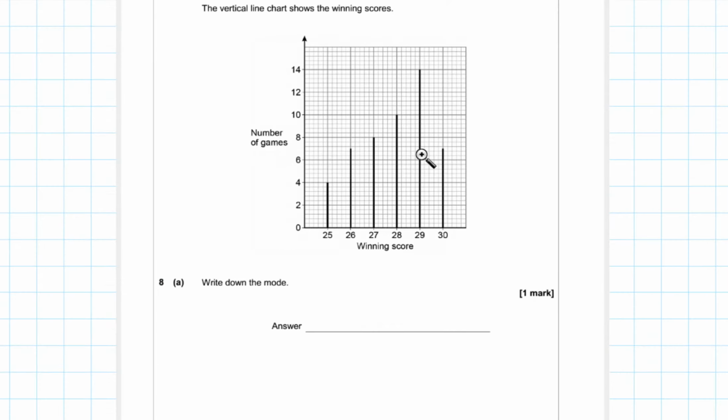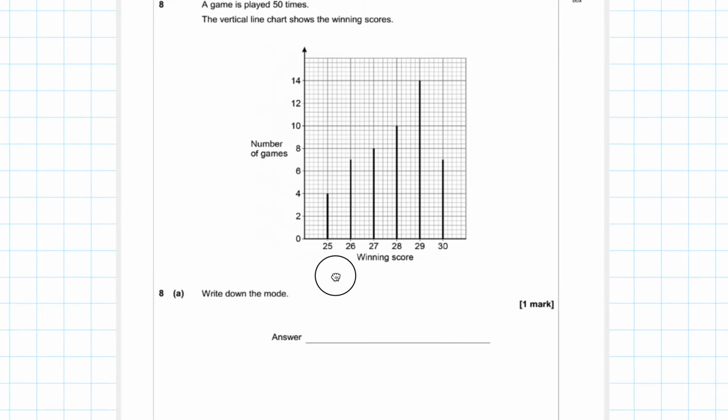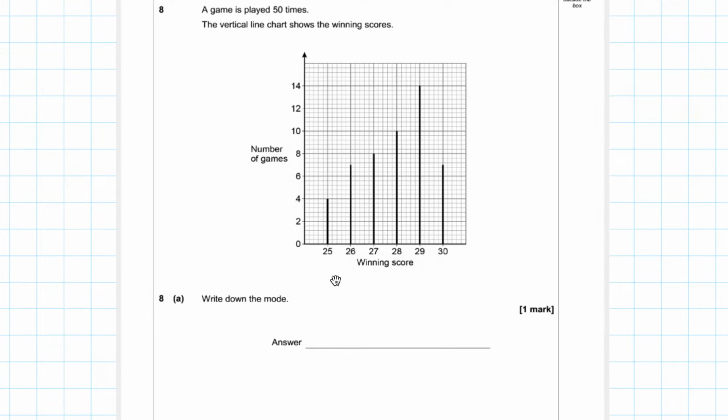Question 8. We've got a game that is played 50 times and a chart shows the winning scores. Write down the mode. So it's really important that when it says write down the mode, you're going to write down not the value of the mode, which is 14, but the actual thing that is the mode. So in this situation, it's 29, the winning score of 29.